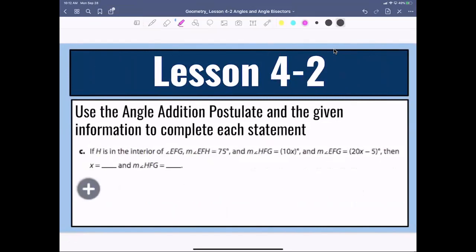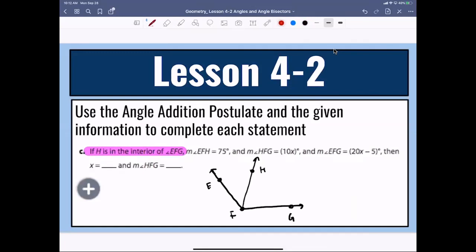So there's a lot to take in. Let's start with this part: H is in the interior of EFG. Let's start by drawing our angle. And once again, we don't have to be too accurate. You just have to do a decent image. So E, F, G. We're saying H is somewhere in here, so let's say H is here. So this is going to go here.